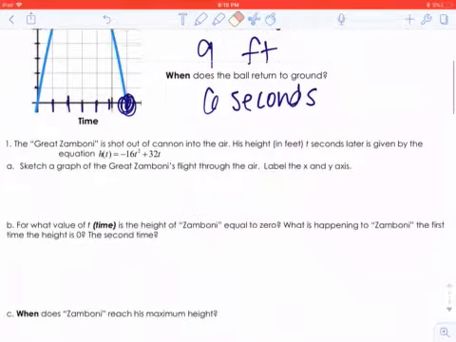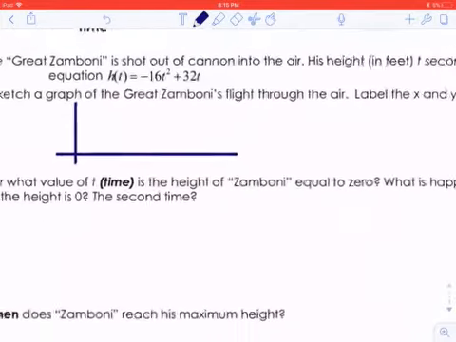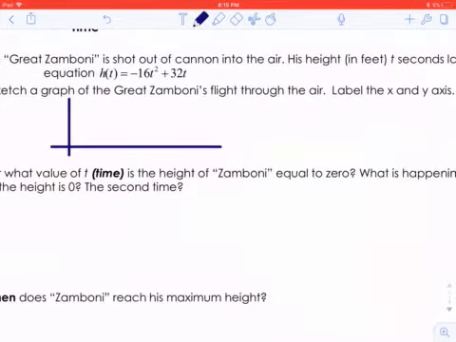Okay, so the Great Zamboni is shot out of a cannon into the air. His height in feet t seconds later is given by the equation h of t equals negative 16 t squared plus 32t. Sketch a graph. Now, when you sketch the graph, you only have to draw the first quadrant, and it wants us to label the x and y axis. Your x-axis is always going to be your time. Your y-axis is always going to be your height.